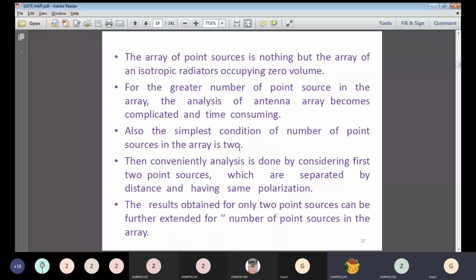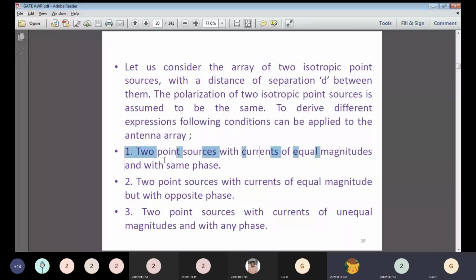Conveniently, the analysis is done by considering first 2-point sources separated by a distance and having the same polarization. The results obtained for only 2-point sources can be further extended to a number of points in the array. These are the 3 cases we have to note down. First, point sources with currents of equal magnitudes and with the same phase. Second, 2-point sources with currents of equal magnitude but with opposite phase. And third, 2-point sources with currents of unequal magnitude.